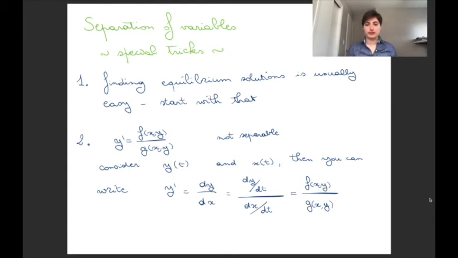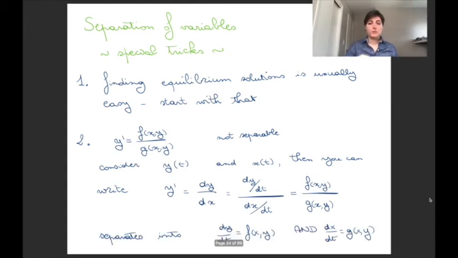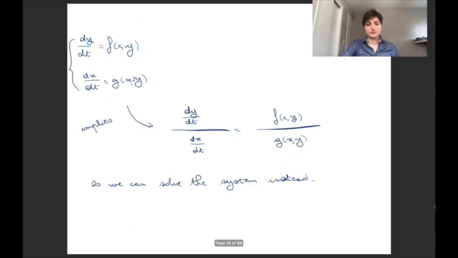If we do this rewriting, then we can say that we can separate our ODE into two new ODEs. dy over dt equals f of x, y and dx over dt equals g of x, y. So we changed having to solve an ODE into having to solve a system of ODEs. So we have to solve for y and x at the same time.